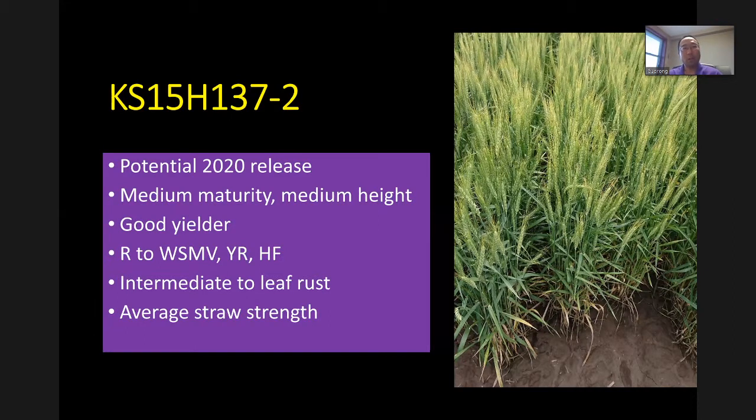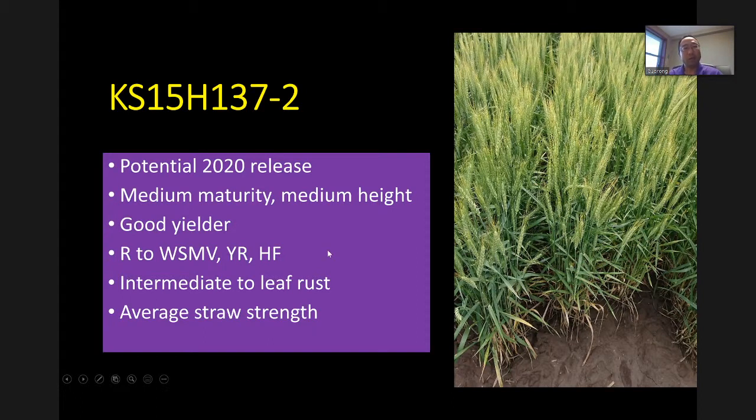Its maturity, height, yield performance, wheat streak mosaic virus resistance, and straw strength are all similar to KS Dallas, but it provides more resistance to stripe rust. It also has Hessian fly resistance. The leaf rust resistance is a little bit weak, it's intermediate.